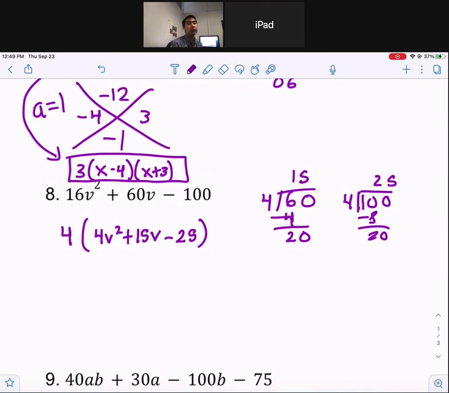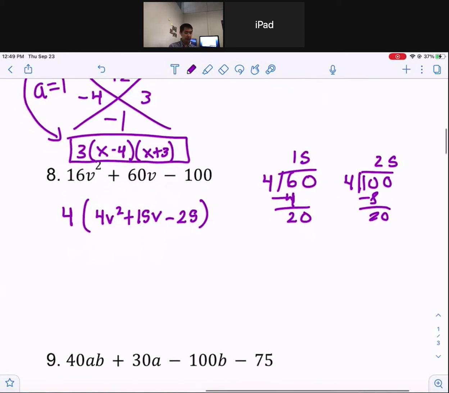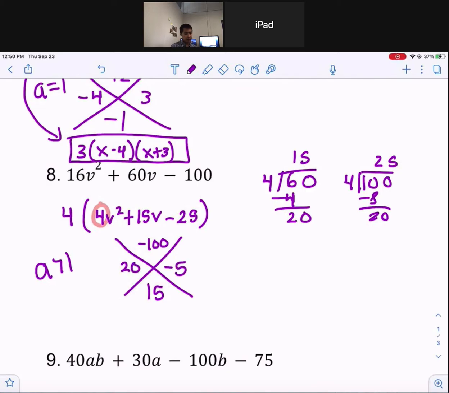So we have a trinomial, 3 terms, right? A equals 1, a greater than 1, or u sub. This is an a is greater than 1 case. Look at our a value. It's 4, right? So x method or guess and check. A times c, so 4 times negative 25 is negative 100. The bottom is 15. The two numbers are positive 20 and negative 5.